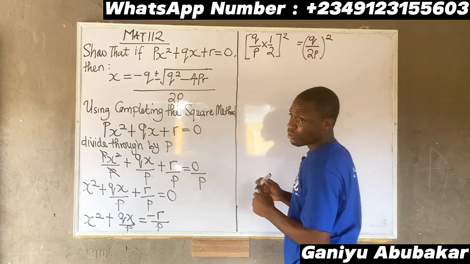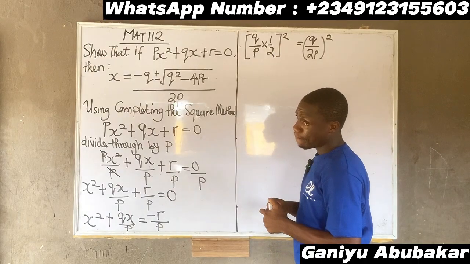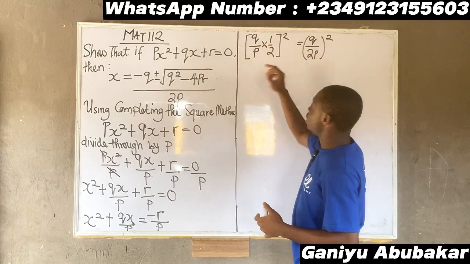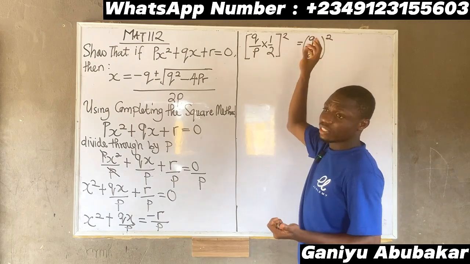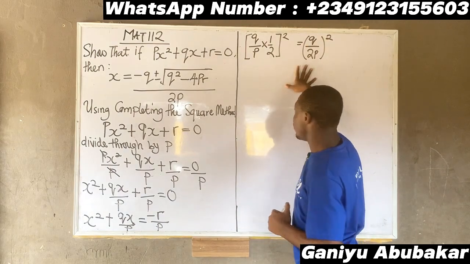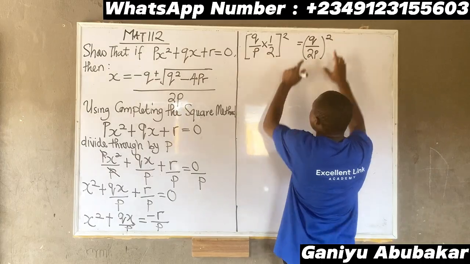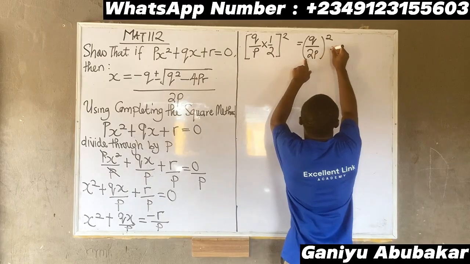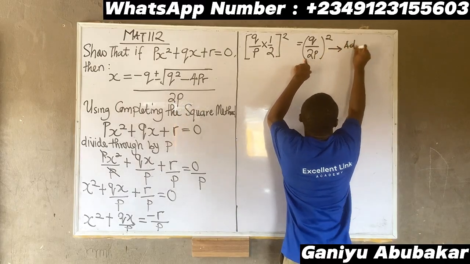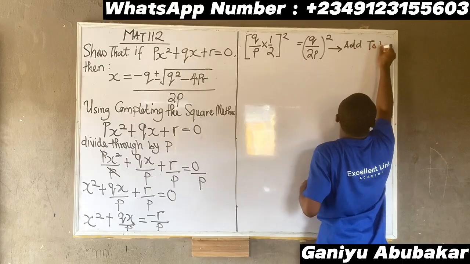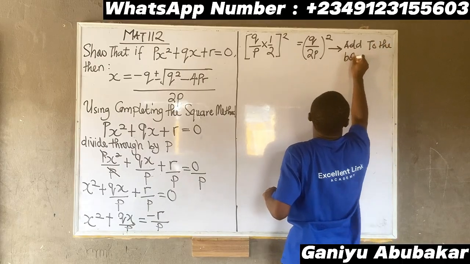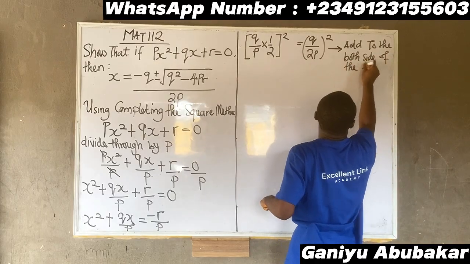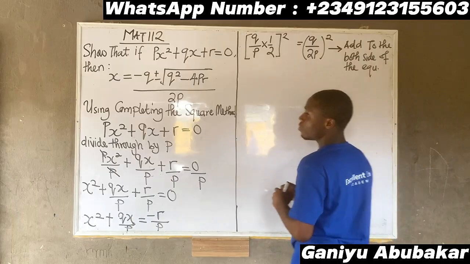Q times 1 is q, 2 times p is 2p, then your square is this square. Is there anything confusing here? Shall I proceed? Now, this stuff I have here, I'm going to add it to both sides of the equation. So I'll add this thing to both sides of the equation. Are we good now?